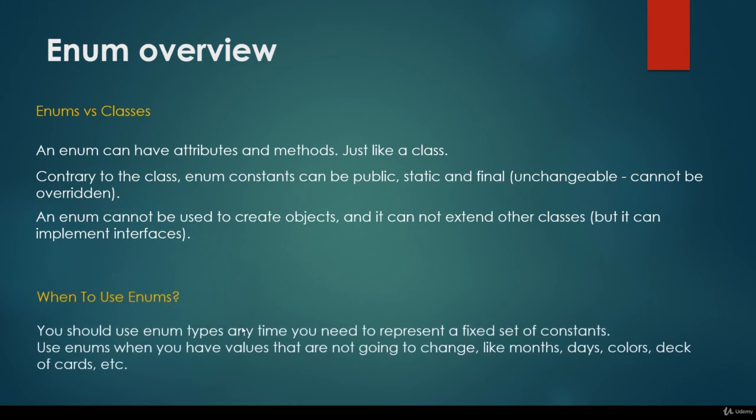So a good question is when to use enums. You should use an enum type anytime you need to represent a fixed set of constants. Use enums when you have values that are not going to change, like months, days, colors, deck of cards and so on. So in the coming lectures, we are going to talk about concrete examples related to enums.